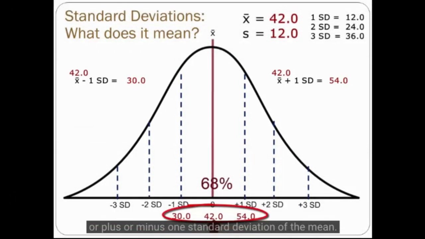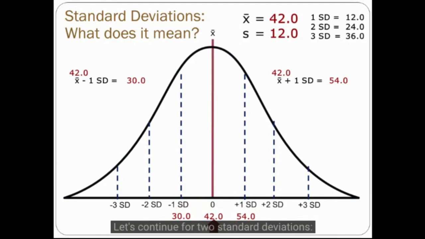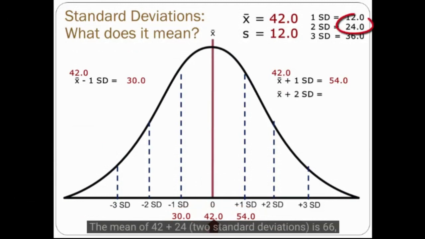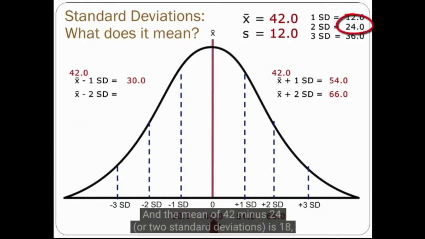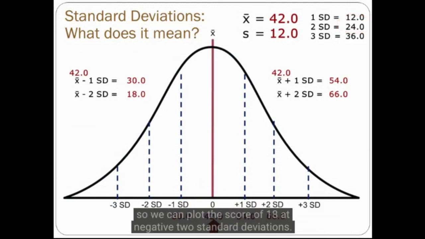Or plus or minus 1 standard deviation of the mean. Let's continue for 2 standard deviations. The mean of 42 plus 24, 2 standard deviations, is 66. So we can plot the score of 66 at plus 2 standard deviations. And the mean of 42 minus 24, or 2 standard deviations, is 18. So we can plot the score of 18 at negative 2 standard deviations.